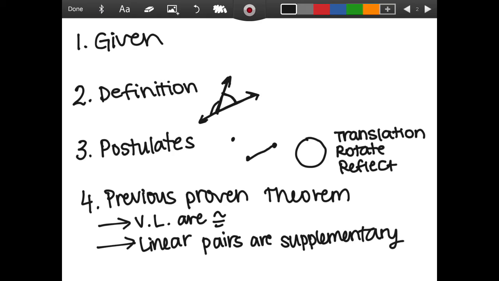So all of these things we're allowed to use in our proofs. We're just going to do a quick example to show how they work. So we're going to scroll over here. I'm going to make a little diagram. These are just 2 parallel lines cut by a transversal. So I have lines L, M, and T.